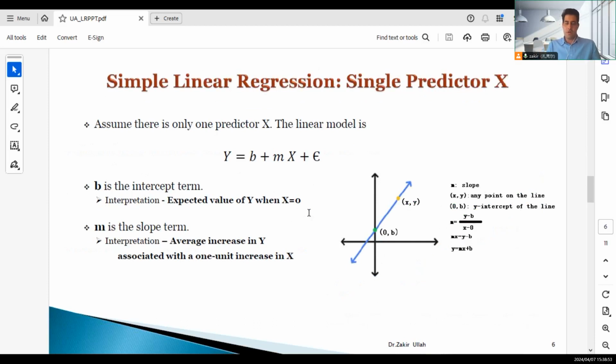As I said previously, in this presentation we're going to keep our discussion limited to simple linear regression. In case of a single predictor variable x, the regression is called simple linear regression. Assume there is only one predictor x, then the linear model would look like y = b + mx + the error term. Where b is the intercept term, and it is the expected value of y when x is equal to 0. m is the slope term, and it is the average increase in y associated with a unit increase in x.